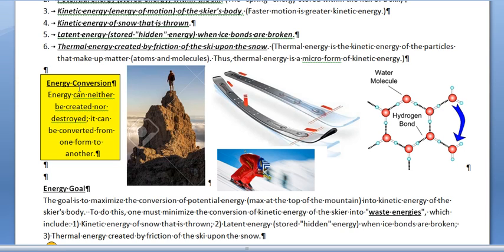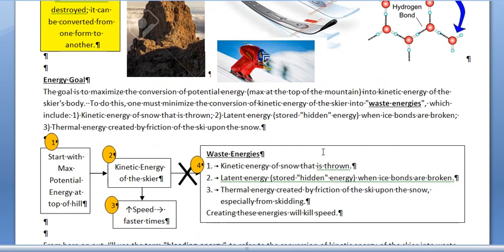So a key concept is energy conversion, right? And you can also talk about energy conservation. The idea is energy can neither be created nor destroyed. It can only be converted from one form to another. So you want to convert this potential energy into maximum kinetic energy and avoid these waste energies. So your energy goal is to maximize the conversion of potential energy, which is maximum at the top of the mountain, into kinetic energy of the skier's body.